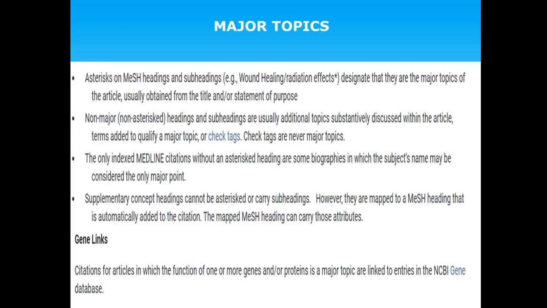Supplementary concept headings cannot be asterisked or carry subheadings. Supplementary concepts should not carry any subheadings and should not be a major point. However, they are mapped to a MeSH heading that is automatically added to the citation. They are mapped to the corresponding MeSH headings, right? Fine.